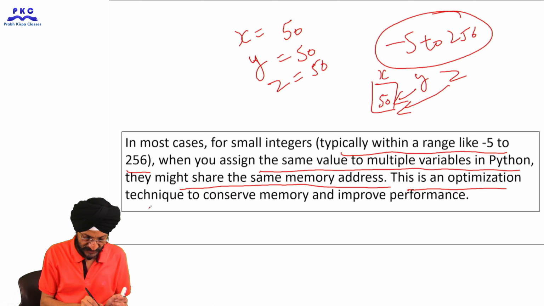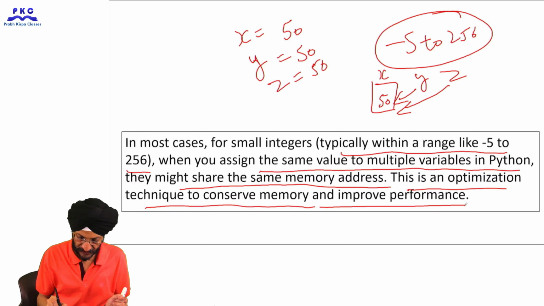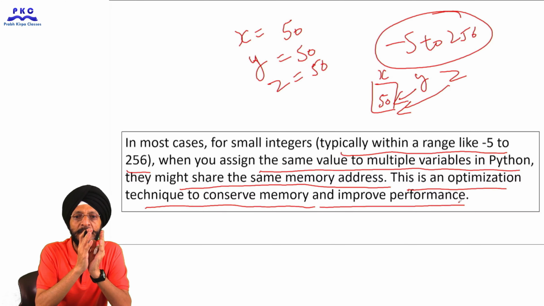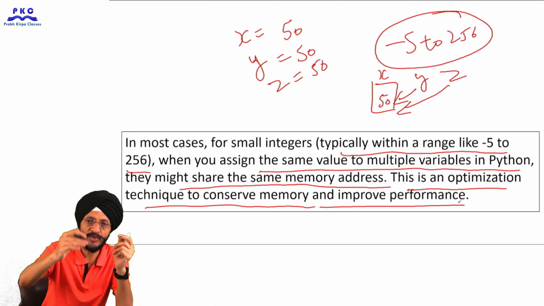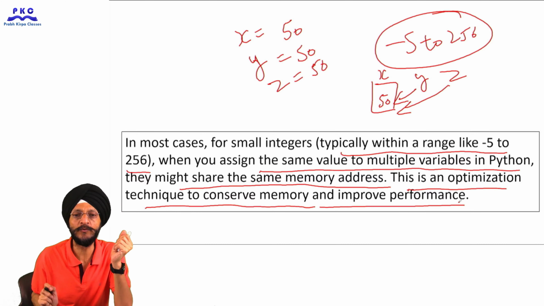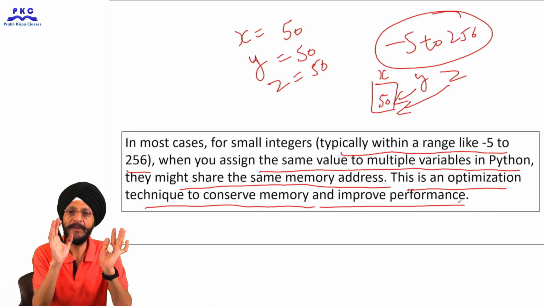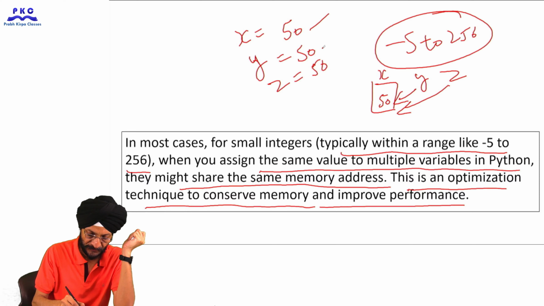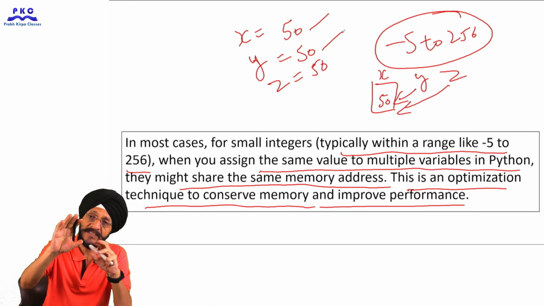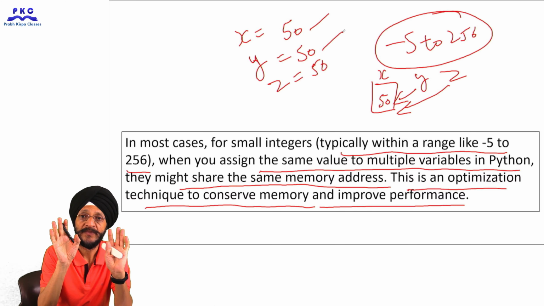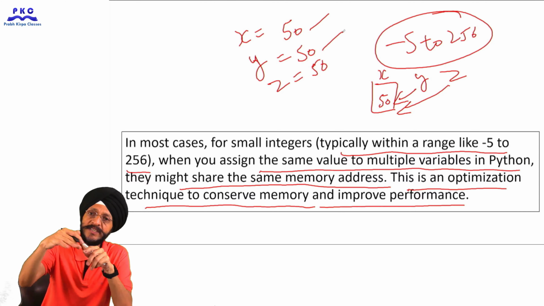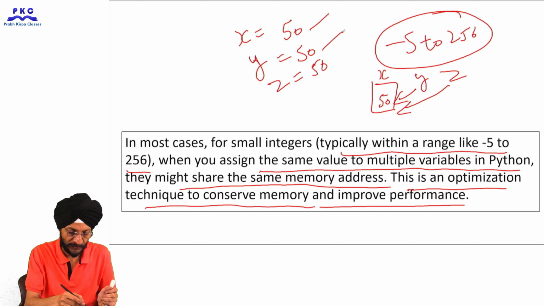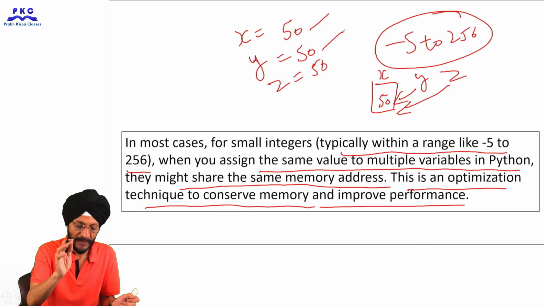This is an optimization technique of Python to conserve memory and improve performance, because it helps in conservation of memory in the computer and also improves the performance. However, it may be added that it is not guaranteed that when you write x is 50 and y is 50, there will always be the same memory address. In most cases it may happen that the memory location will be the same in case of x 50 and y 50, but it may not.